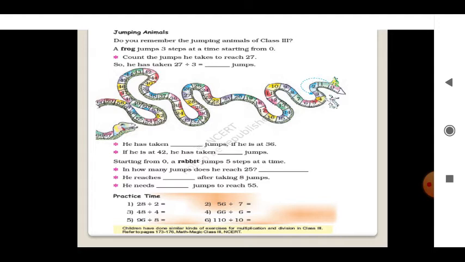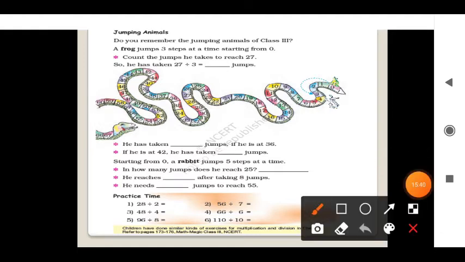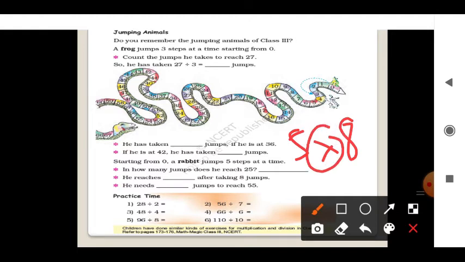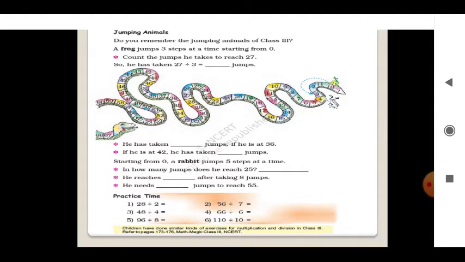He reached dash after taking 8 jumps. You know that the rabbit is jumping 5 steps every time. So if it takes 8 jumps, you have to multiply there. 8 fives are 40. So the answer is 40. He needs dash jumps to reach 55. Same thing, you have to divide: 55 divided by 5.